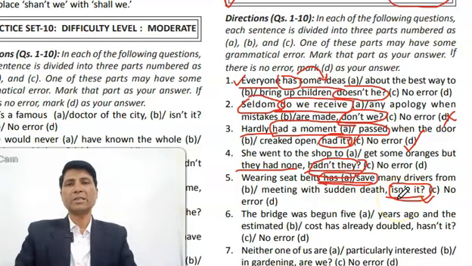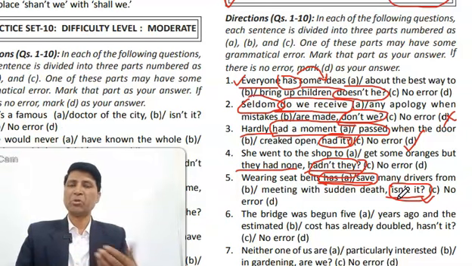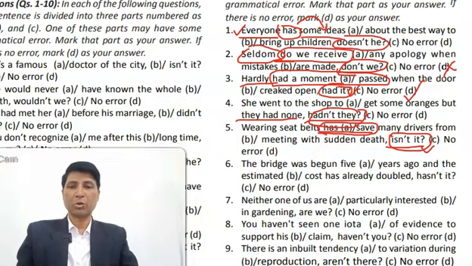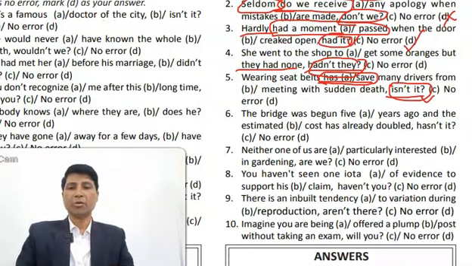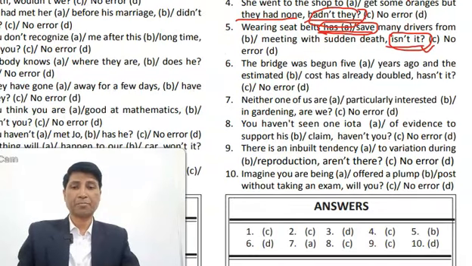Now there arises a question. If a sentence contains 2 errors, in that case, what should you do? You should go with the first error. That means in place of save, it should be saved, and ignore the second error. Moving on to the next question, that is question number 6.